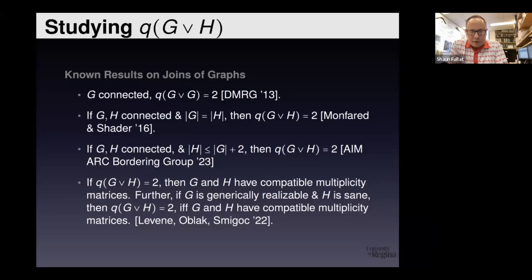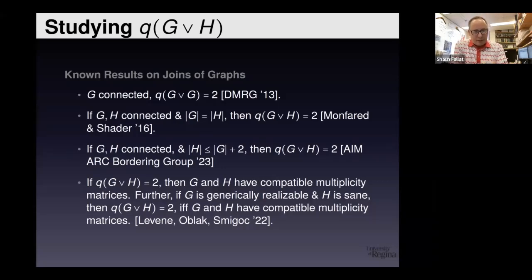So first of all, it goes as follows. If you take two graphs, and as far as I know, they don't have to be connected, then the Q of their join is 2 if and only if they have what are called compatible multiplicity matrices. And I'm not going to define that for you folks here today. If you're interested and you want me to give you that reference, or you want to go look at that paper. But they basically consider the multiplicities of each of two matrices associated with these graphs, and then they have this condition, and when these multiplicity matrices satisfy it, they are called compatible.